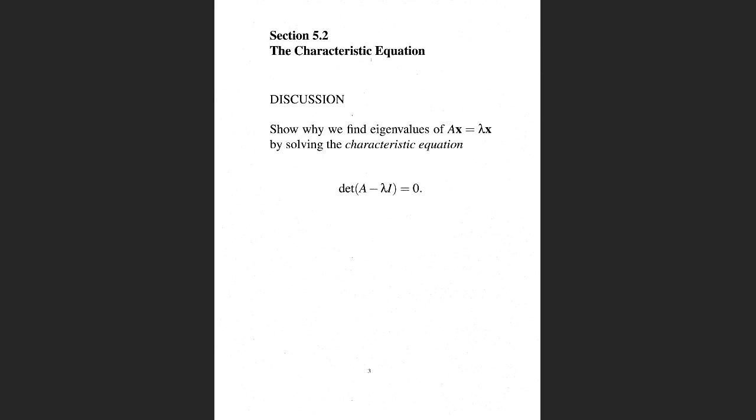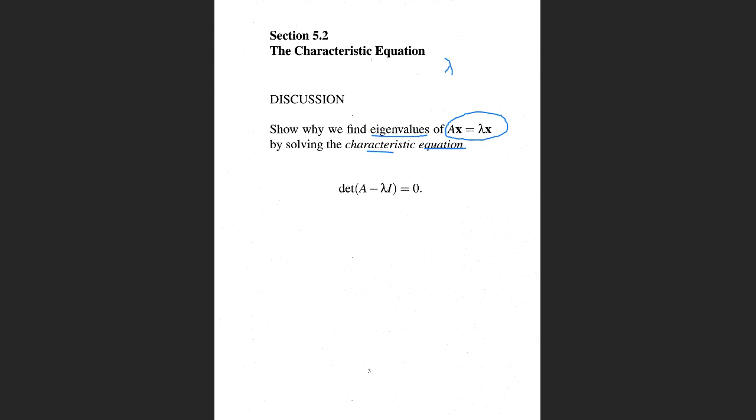Okay, so let's take a look at this now. In section 5.1, we learned about how to find eigenvectors. In section 5.2, we're going to talk about how we can find eigenvalues. How are we going to find eigenvalues? Eigenvalues, of course, are the lambda values to this equation here. So the key to finding eigenvalues is by solving what's called a characteristic equation.